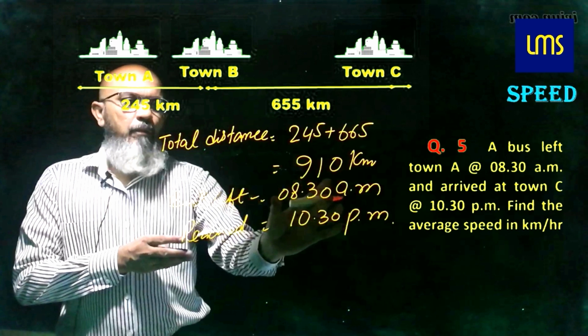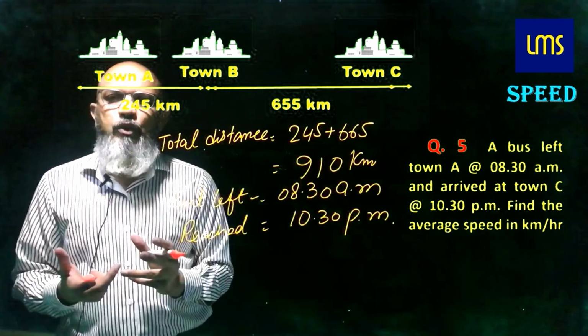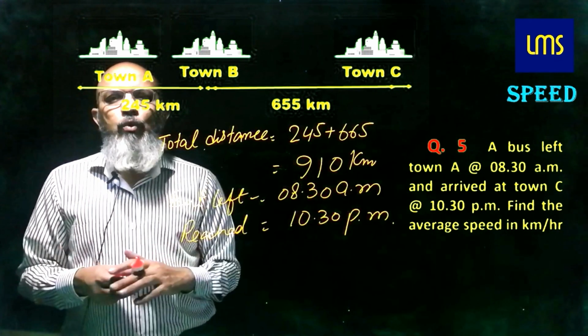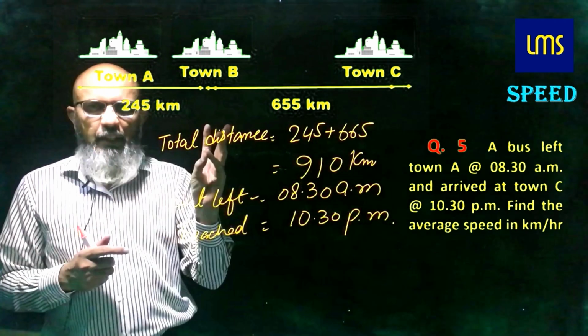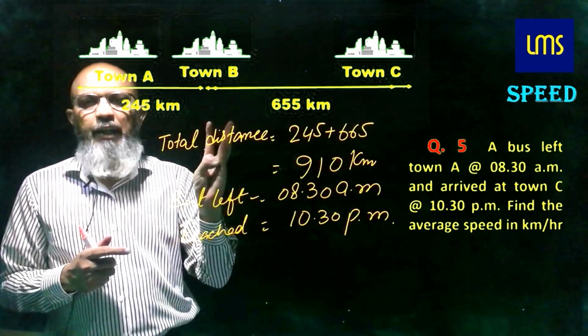Now there are many methods to calculate the time. I already told in previous questions that time calculation is always tricky for students, right? So it's an easy way to calculate on your fingers. 8:30 till 9:30, 10:30, 11:30, 12:30. Now it's 1:30, 2:30, 3:30, 4:30, 5:30, 6:30, 7:30, 8:30, 9:30 and 10:30. So it is a total of 14 hours. Your time duration is 14 hours.